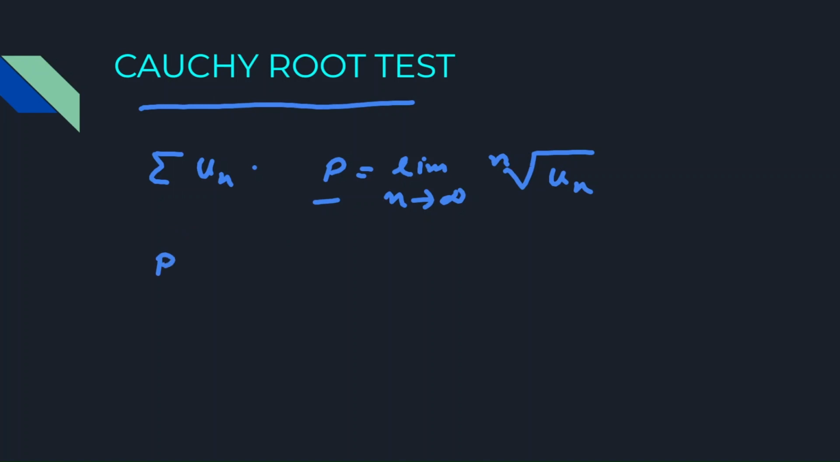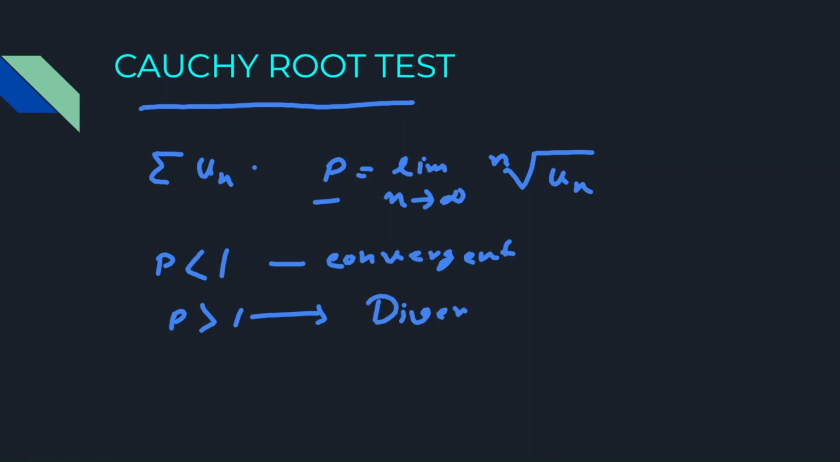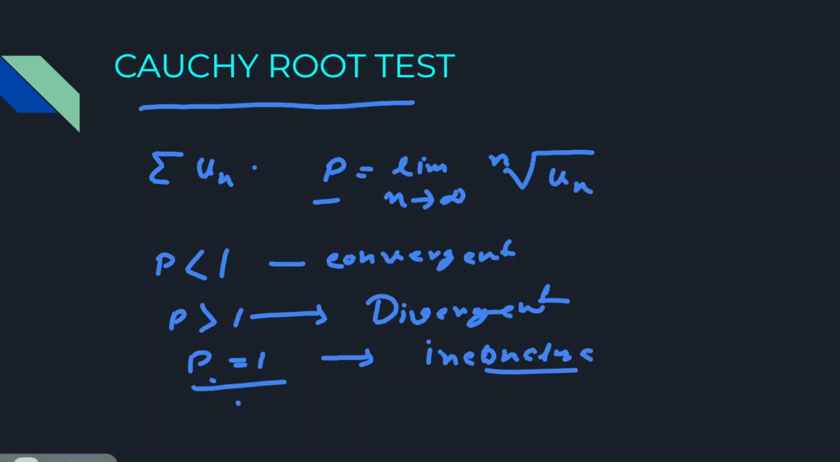If the value of p is less than 1, then the series will be called convergent. If the value of p is greater than 1, then the series is divergent. And in case the value of p is equal to 1, then the test is called inconclusive. That means we are not getting anything from this test. So basically the test fails. Now let's have an example to see whether this test works or not.